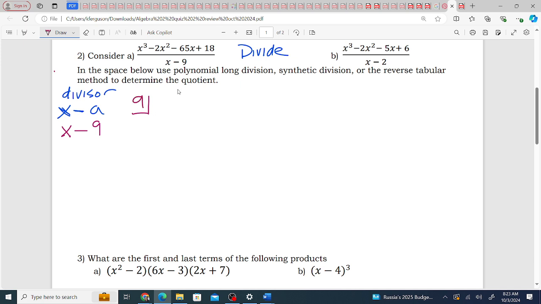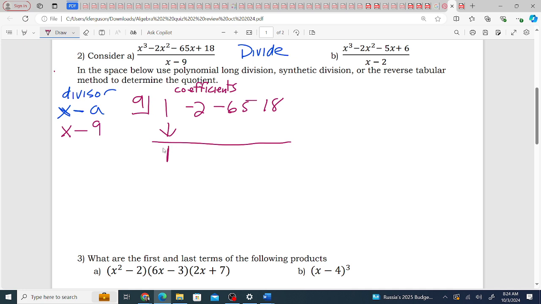And the next thing I need to do is get my coefficients. So my coefficients are what? 1, -2, -65, and positive 18. So now, draw my little line. And the first thing I do is bring down the first term. I always bring down the first one.